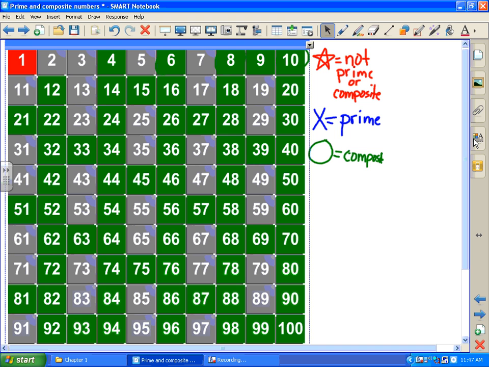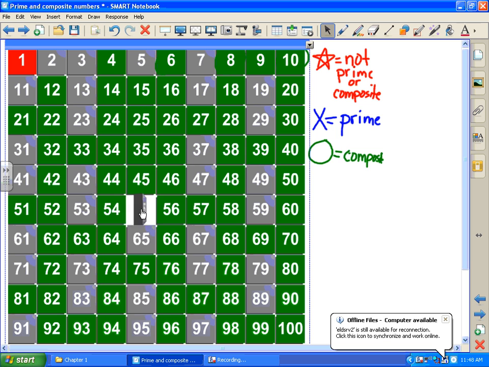Now notice we crossed out 2, we crossed out 3, we circled 4, we circled 6, but we haven't done anything with 5 yet, have we? 5 is the next prime number. Put an X on it. Now we're going to cross out the multiples of 5. It goes 5, 10, 15, 20, 25, 30. Now all the ones that end in 0 are already done, so we just need to do the ones that end in 5. Circle the numbers that end with 5, except for the number 5.